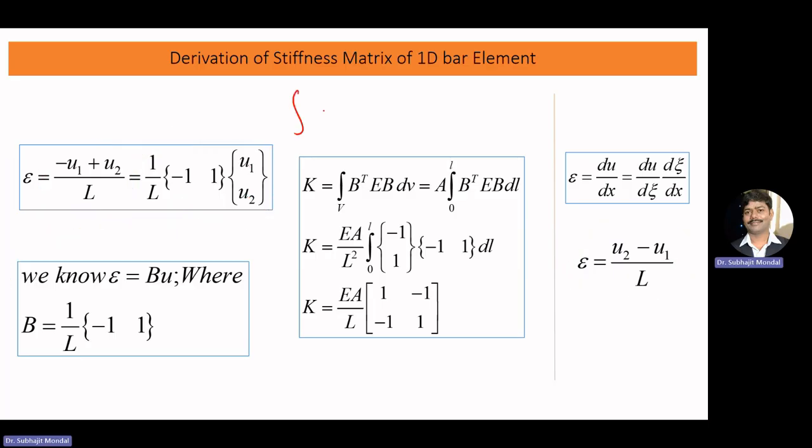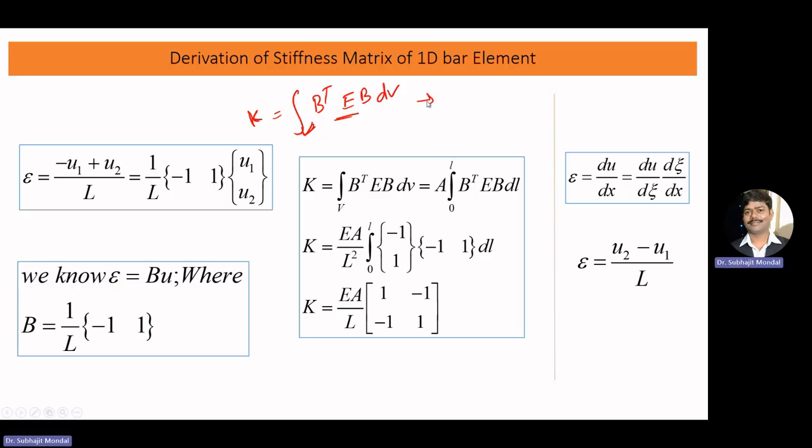So we can write B transpose E B, integration of the volume, that is the K. So already we know that K is nothing but B transpose E B dV, that is the integration of the volume. This is true for the 1D bar element.